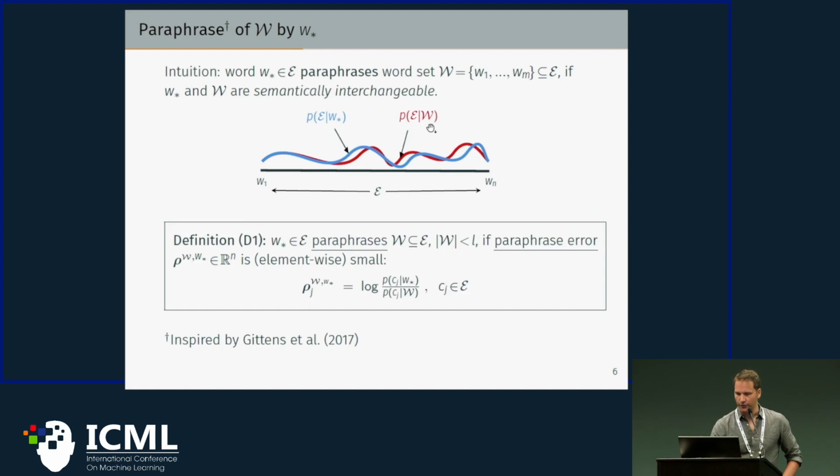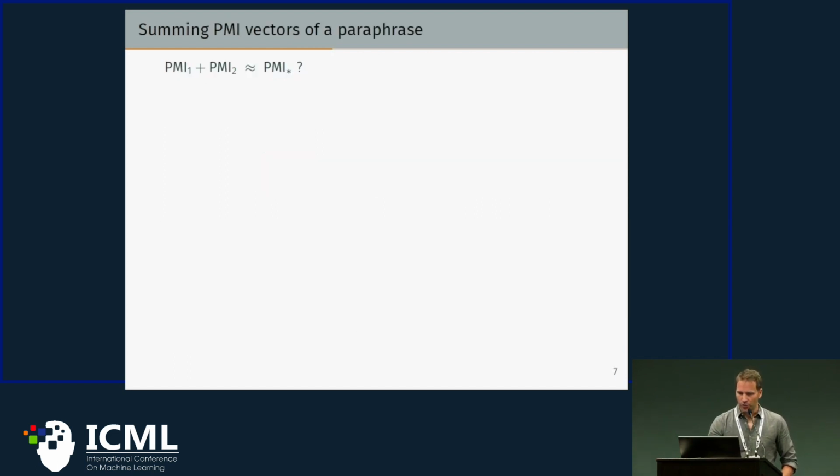More formally, we can define a word as paraphrasing a word set if the paraphrase error is small, where the paraphrase error is simply the log ratio of these two distributions. So this is an n-dimensional vector, a very large dimensional vector. So why do we want to do this? If we consider these PMI vectors of two words, and we look to paraphrase words 1 and 2 by a word W star, then we can consider how well this relationship holds.